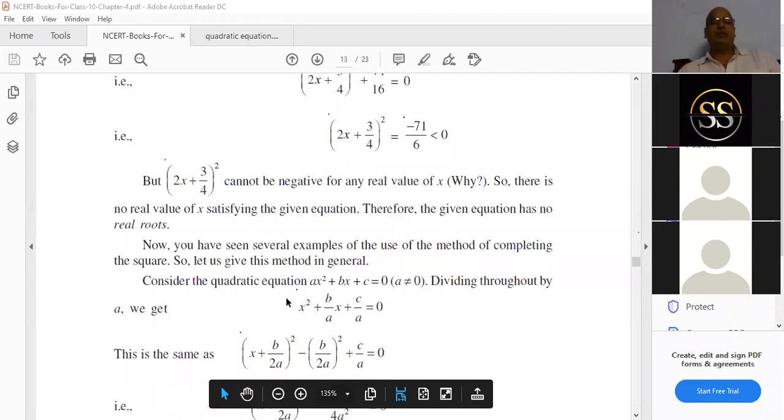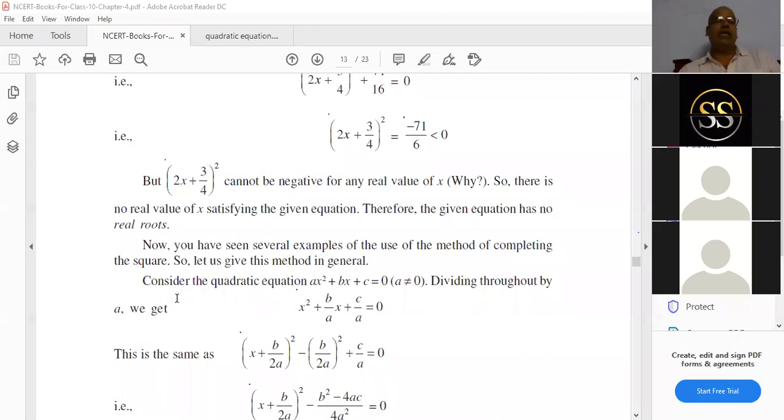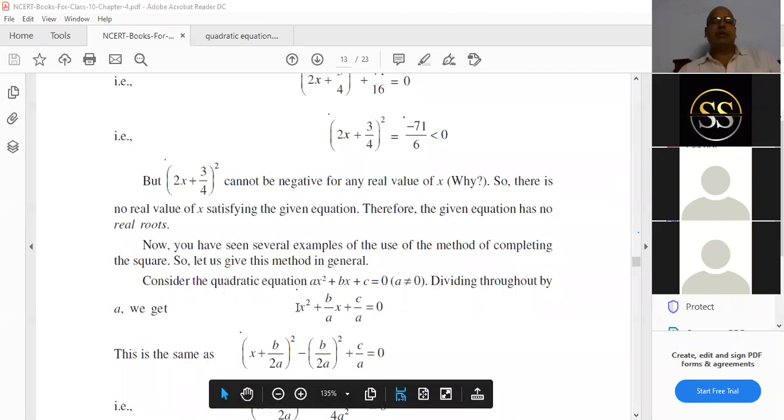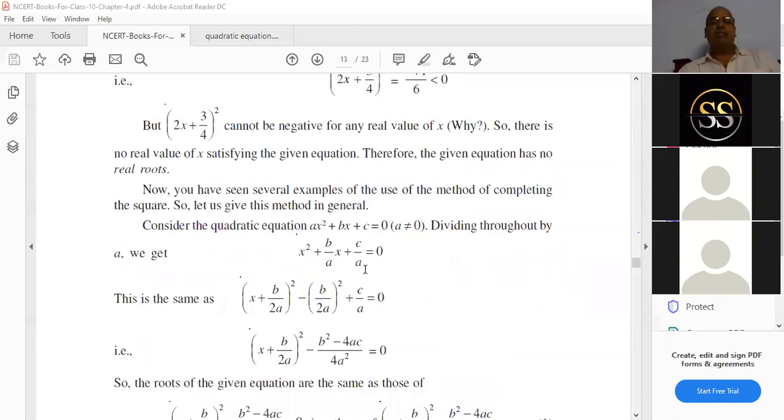We are dividing this full equation throughout by a. Then ax square by a means x square, bx by a means (b by a)x, plus c by a equal to 0. I divide by a because the x square coefficient a is there, and I cannot write a in square form. It is not a perfect square. That's why I divide by a. That is the first step I did. We get x square plus (b by a)x plus c by a equal to 0.